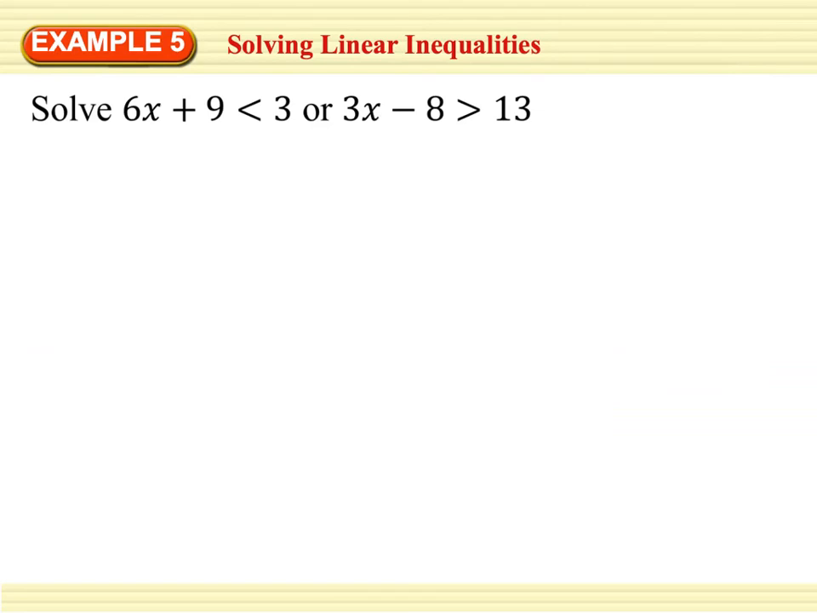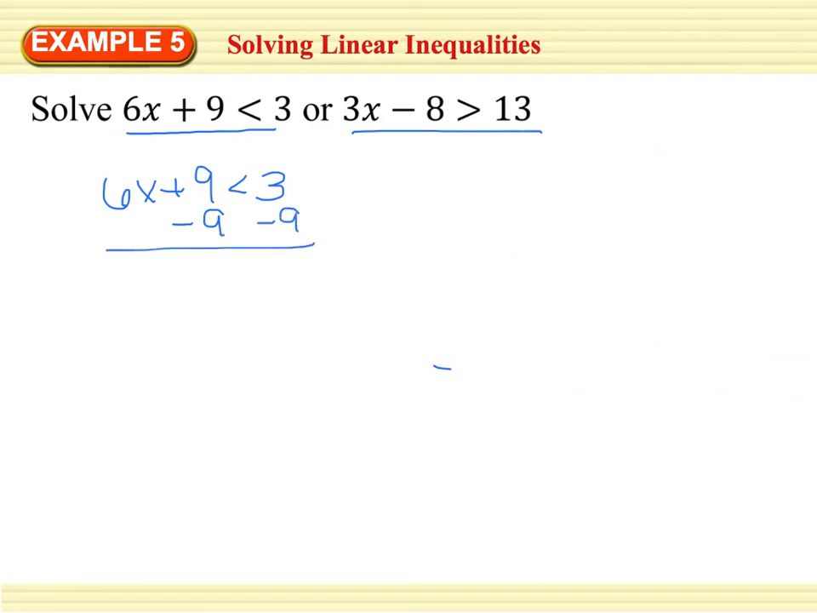And last but not least is example 5. Now example 5 tells us that we're going to solve 6x plus 9 is less than 3, or 3x minus 8 is greater than 13. So what I essentially have here is two different inequalities, and I'm going to solve them independently of one another. So if we start out with this 6x plus 9 is less than 3, I want to isolate my x value, so I'm going to do that by subtracting 9 from both sides, which gives us 6x is less than -6. Then I want to get rid of the 6 that's attached to the x, so I'm going to do that by dividing, and I'm left with x is less than -1.